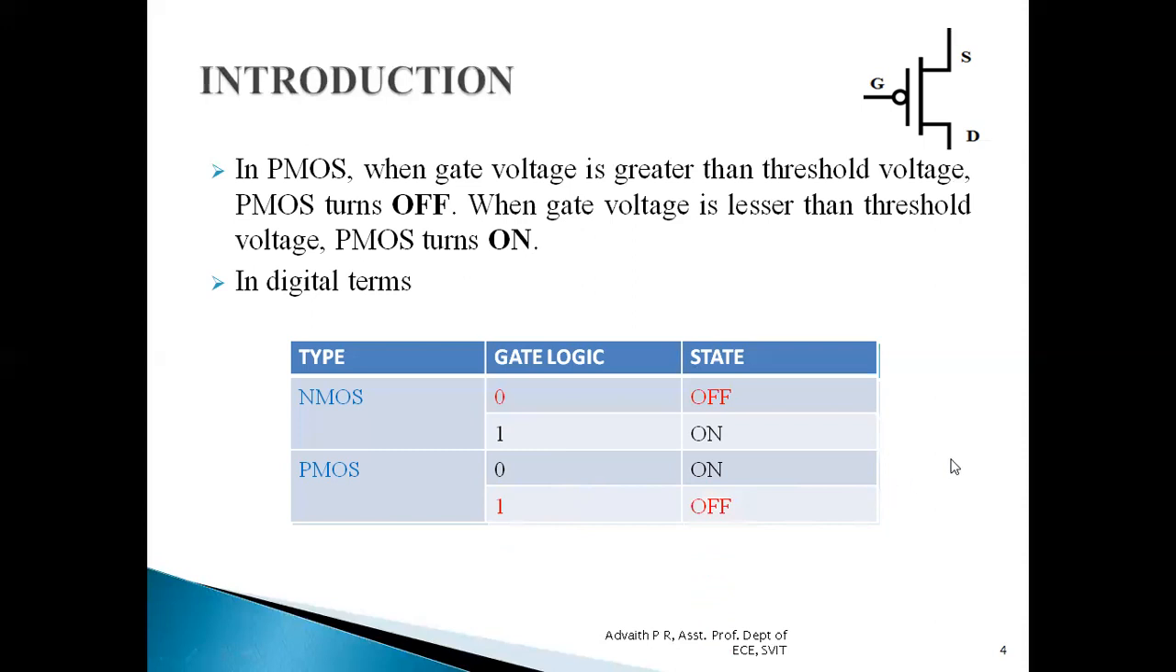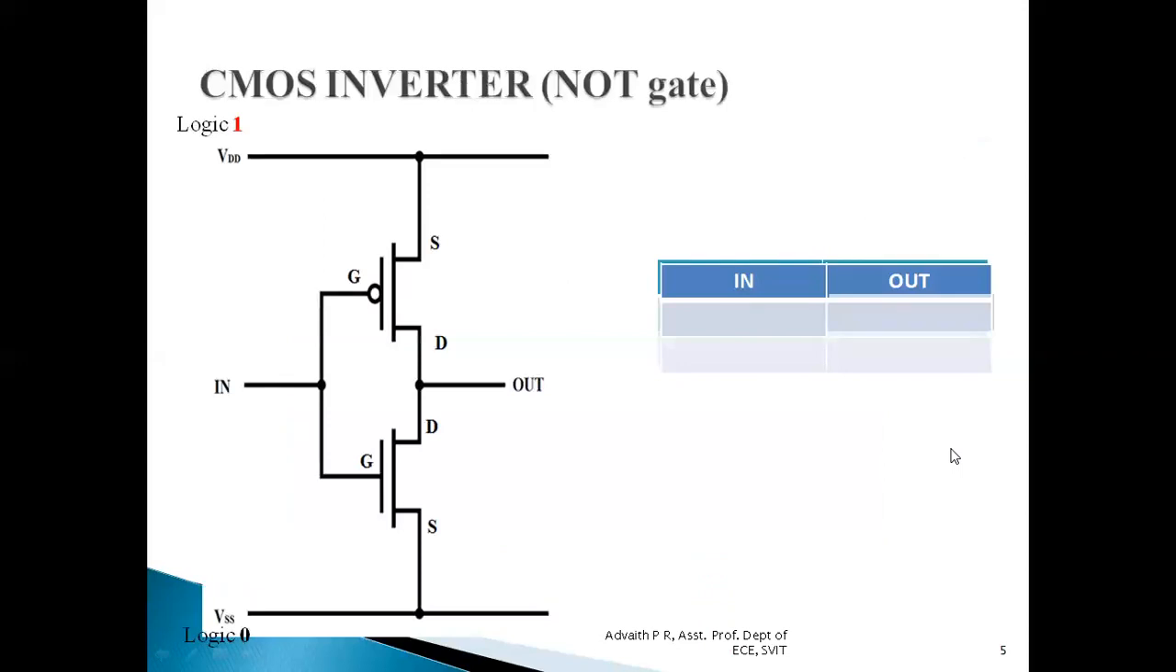So using this basic knowledge, let us try to understand the operation of an inverter, a NOT gate. This is how the inverter looks. In an inverter, we'll be using both kinds of MOSFETs, PMOS as well as NMOS. PMOS forms the pull-up network and NMOS forms the pull-down network.